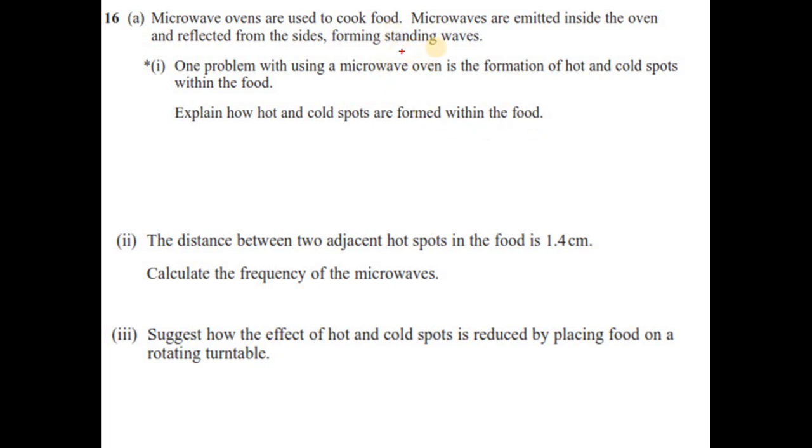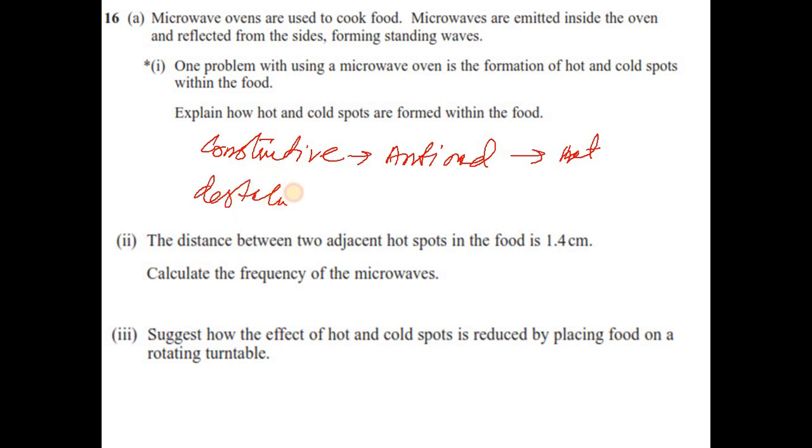Because during the formation of a standing wave, we have an interference of reflecting microwaves, and at some points we have constructive interference, constructive interference that causes the formation of an antinode. That means we have a hot spot there, and due to destructive interference we have node formation at that point, so we have a cold spot.